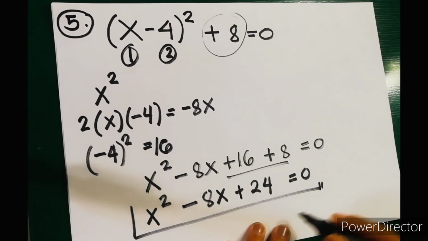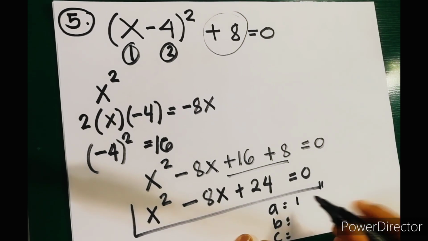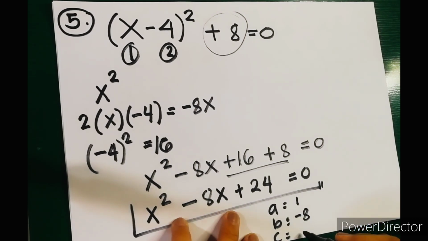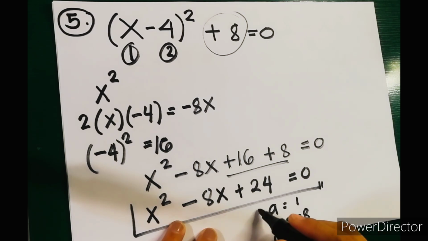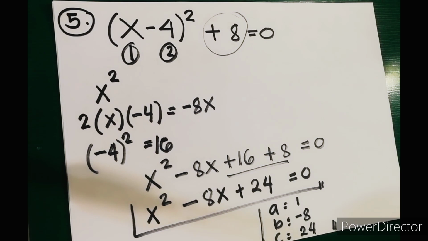So what are your A, B, and C? Your A is 1, your B is negative 8, and your C is 24. So that is the answer for number 5.